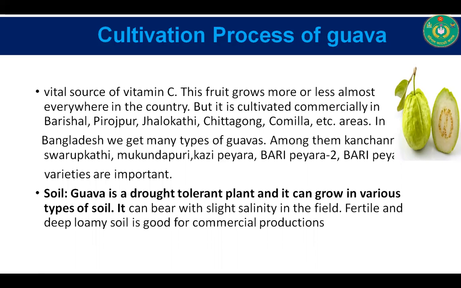Soil. Guava is a drought-tolerant plant and it can grow in various types of soil. It can bear slight salinity in the field. Fertile and deep loamy soil is good for commercial production.